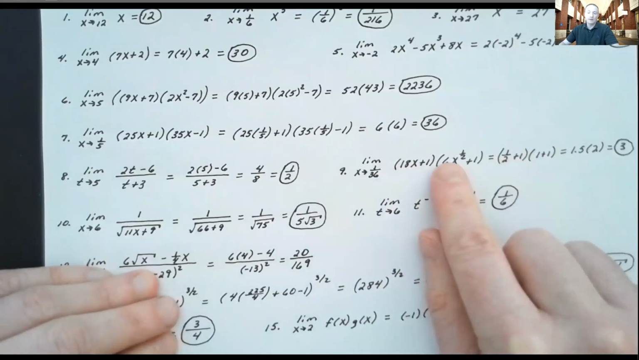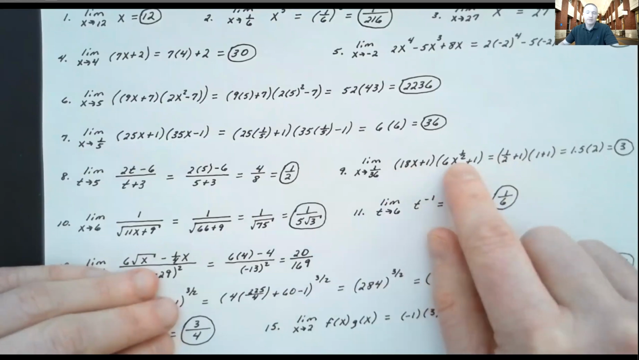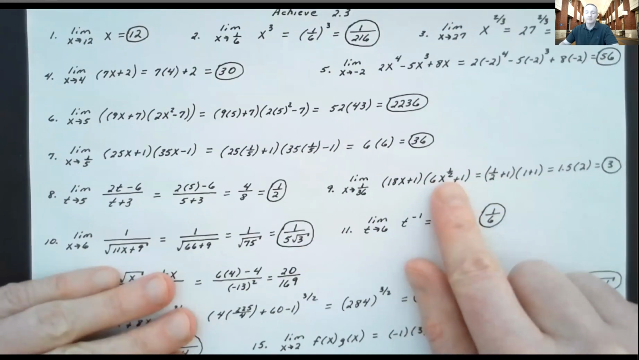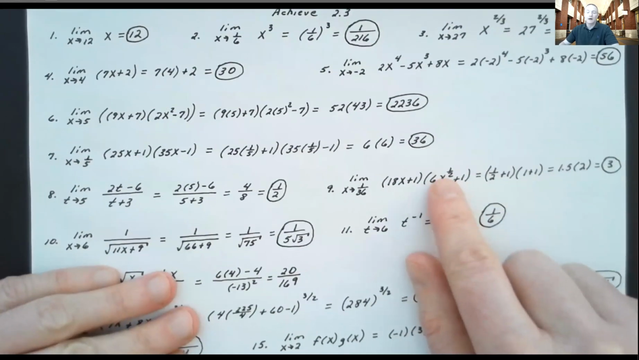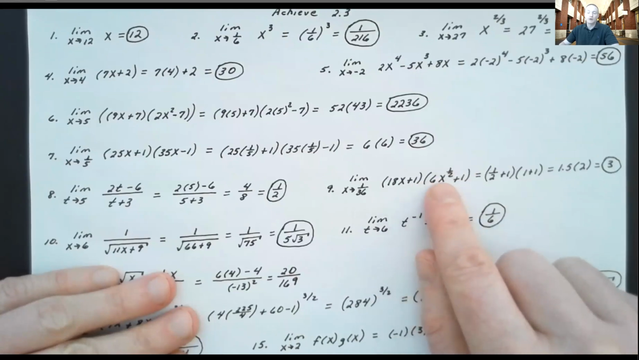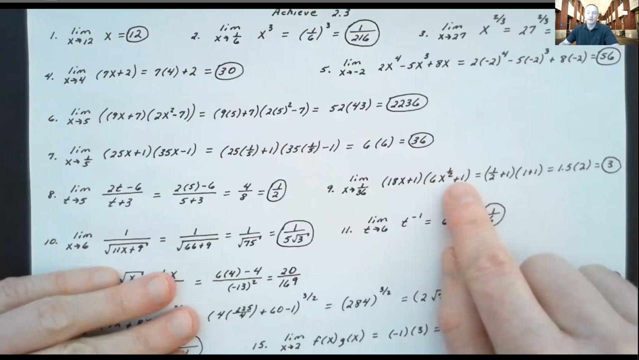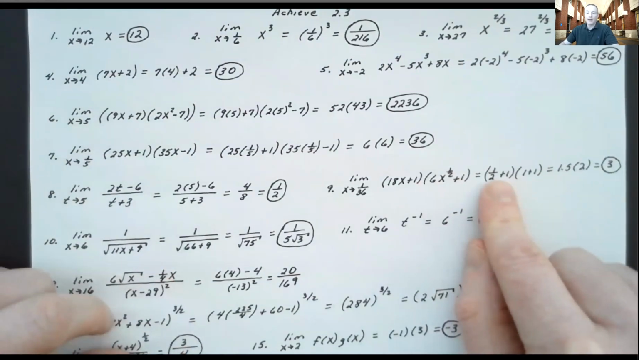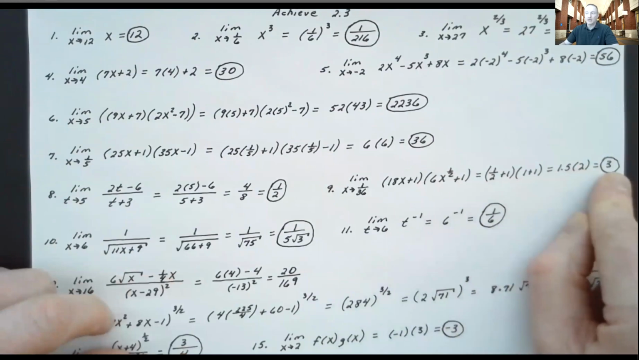In the second one, when you plug in the 1/36, 1/36 to the 1/2 power, that's the same thing as the square root of 1/36, which is 1/6. And then you'd have 6 times 1/6 gives you 1. You already had the other plus 1. So this just amounts to 1.5 times 2, which gave me a final answer of 3 here.